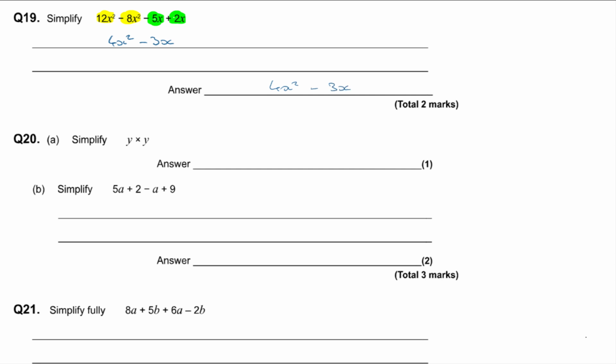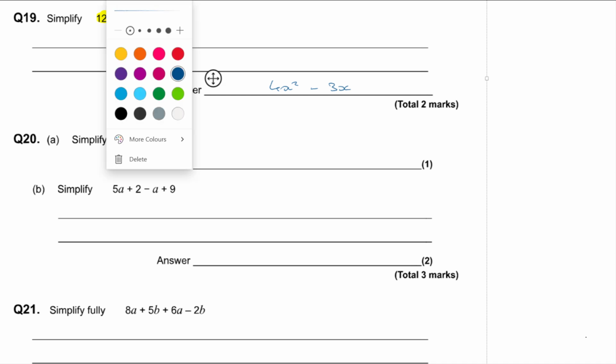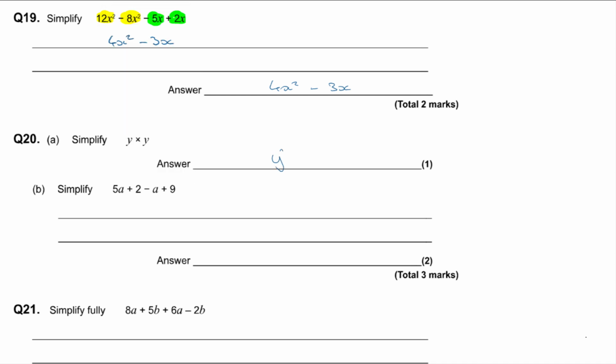Question 28, simplify y times y. Well, when you times something by itself, you square it, don't you? So that's going to give me y squared. And simplify 5a plus 2 minus a plus 9. So we've got terms in a, and we've got numbers. We call these constants, actually. So I've got 5a and minus a, which are going to combine. 5a take away a, that's 4a. And I've got 2 plus 9, that's 11. So 4a plus 11. And then question 21, simplify fully 8a plus 5b plus 6a minus 2b.